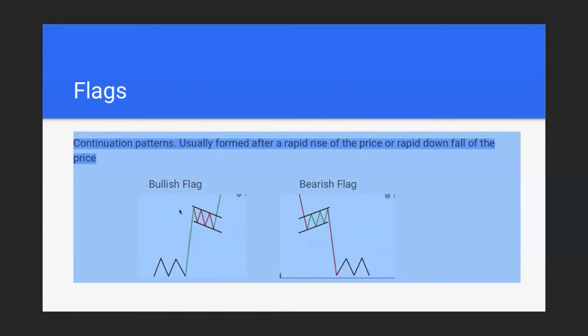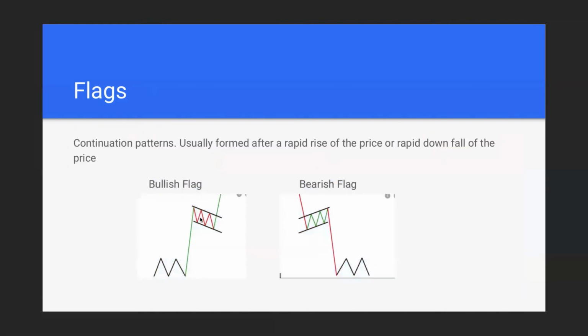So flags are continuation patterns usually formed after a rapid rise of the price or rapid downfall of the price. For example, as I mentioned, it goes in. Now look at this. The only difference here is it is forming parallel lines. You see that? The parallel lines, and it is forming lower lows here. And then it is hitting it up. But the key point here is the parallel lines, going here and coming here. It's a continuation pattern, but it gives you a little bit lower lows and then it goes up. Similarly, the bearish flag will give you higher lows and then it goes down. But the key point here is that the lines are kind of parallel.